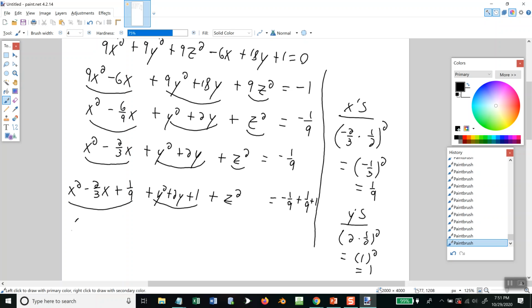Now this factors as x minus 1/3 squared. This one factors as y plus 1 squared. The z I can rewrite as z minus 0 or z plus 0 squared. And negative 1/9 plus 1/9 cancels and gives us 1.